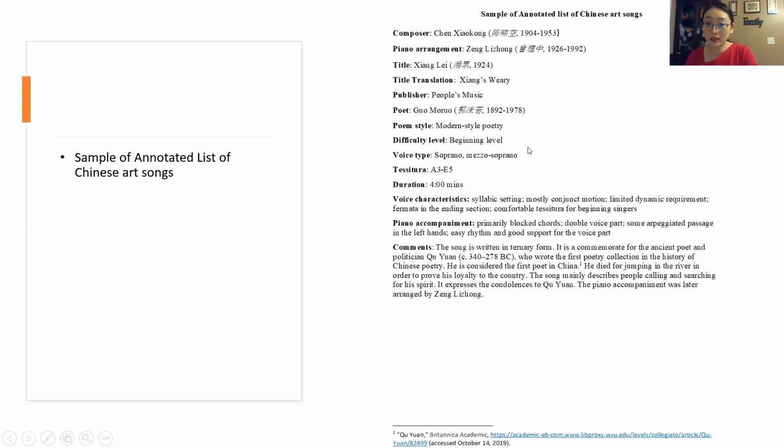And this is a beginning level song. If it's an intermediate or advanced level, you can also see it here. And the voice type, this one is fitting for soprano or mezzo-soprano. And tessitura, duration, and following that I'll be listing voice characteristics and piano accompaniment. You can see here a more detailed analysis of the characteristics of the music.